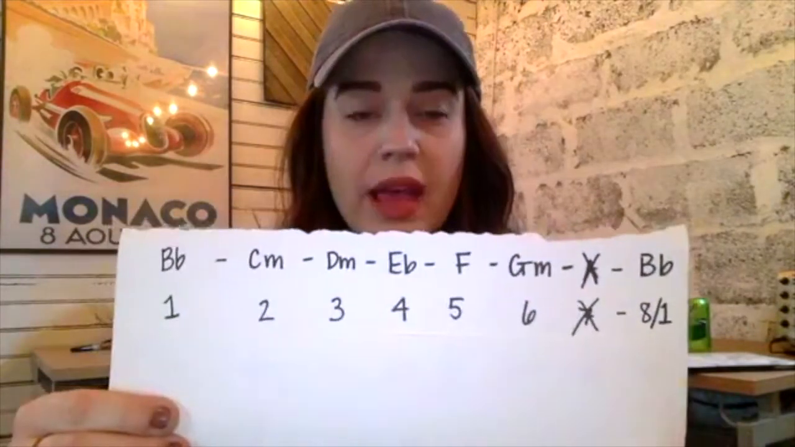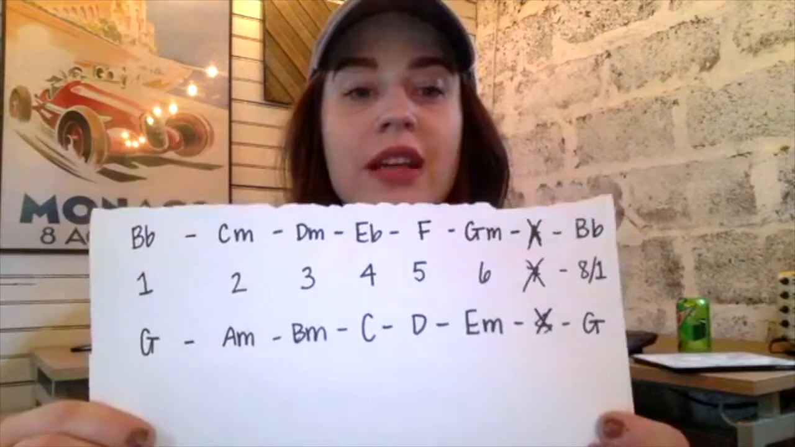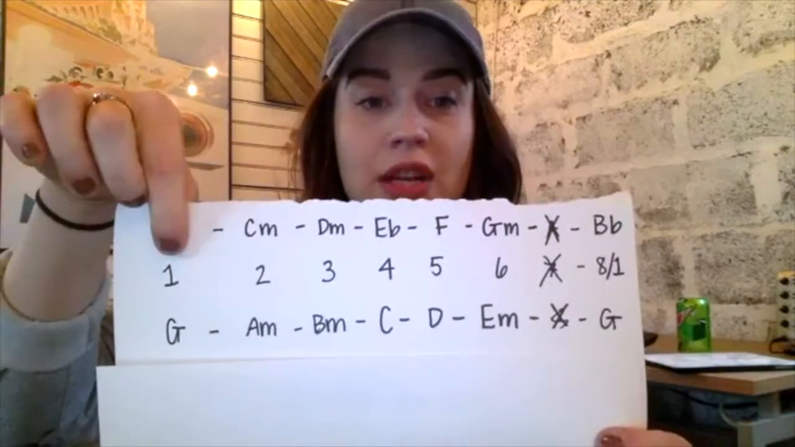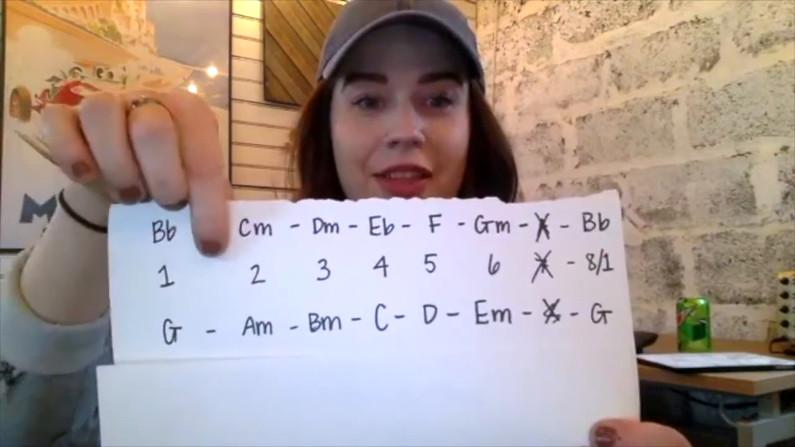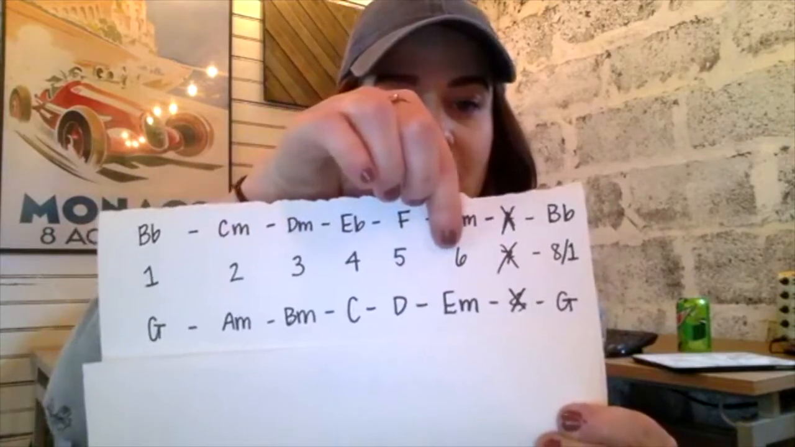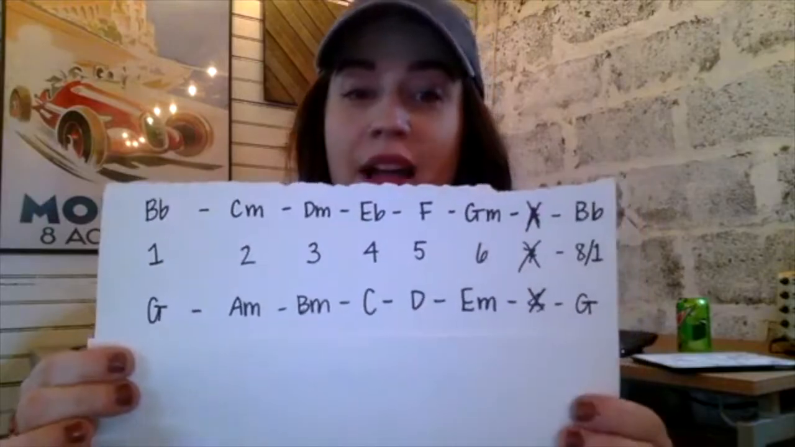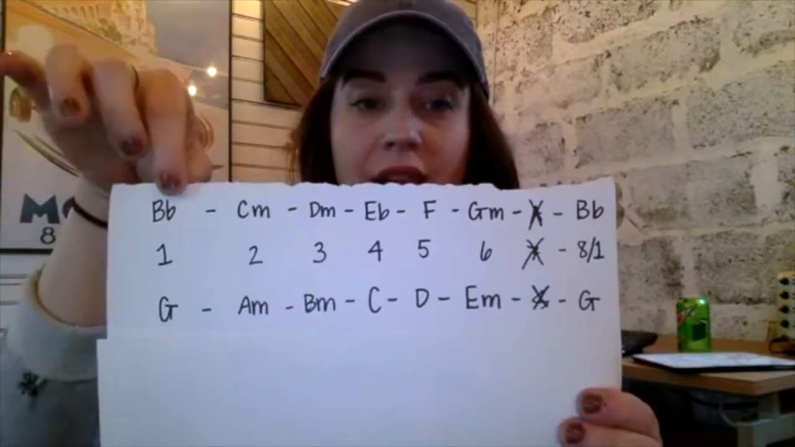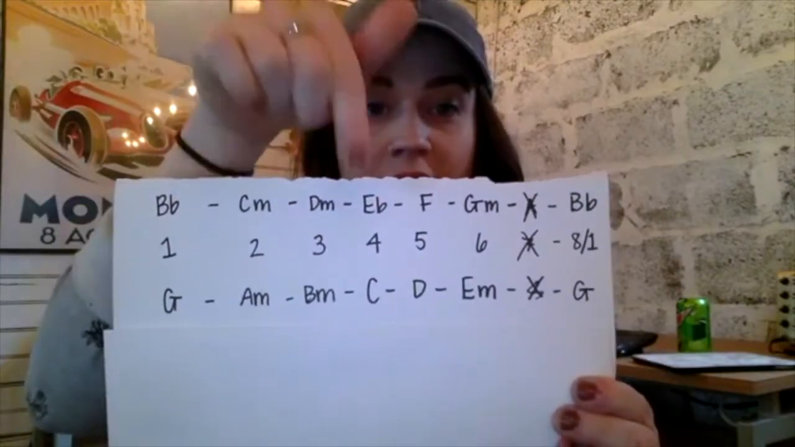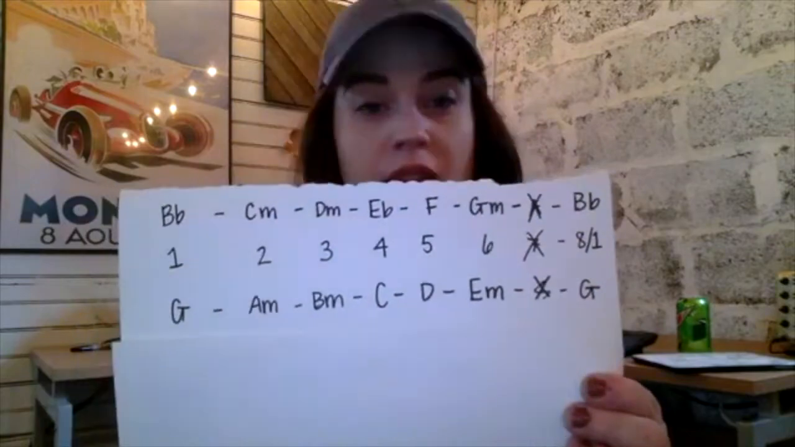So if this is what we have in the key of B flat, then what you're playing in G, for example, is this. The 1 in G is G, the 2 is A minor, the 3 is B minor, the 4 is C, the 5 is D, the 6 is E minor, and then you circle back to G, okay? So now what you're doing is you're matching these up. When I see a B flat on the screen, I need to play a G. When I see an E flat, I need to play a C. When I see an F, I need to play a D. When I see a G minor, and so forth, right?